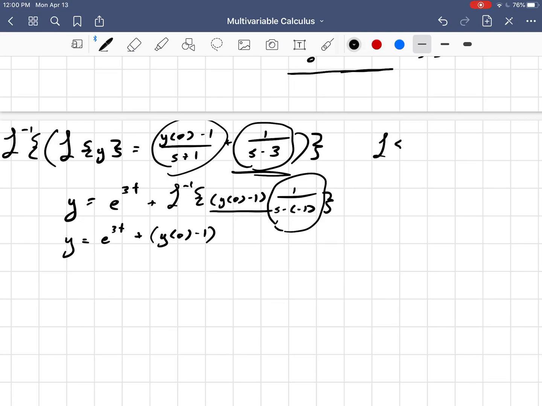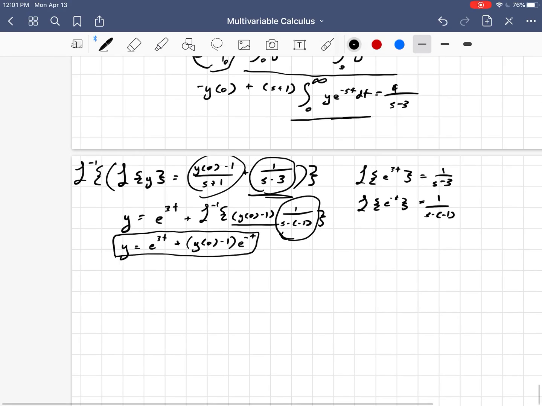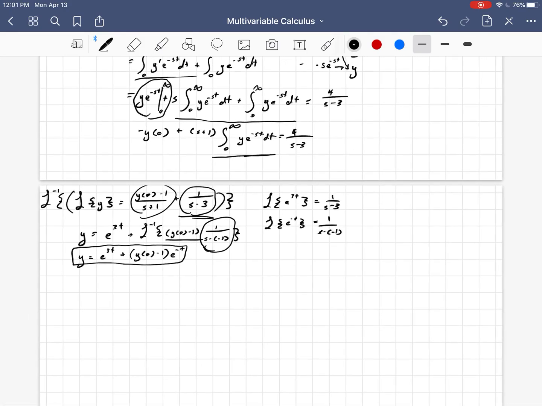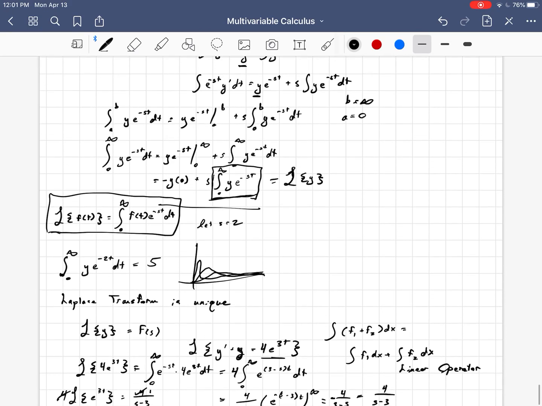I'm not going to prove this in this video, but if you just do some intuition here, we said that the Laplace of e to the 3t was 1 over s minus 3. So it should stand to reason that the Laplace of e to the negative t is 1 over s minus a negative 1, which is exactly what I have circled here. And it is true that this turns out to be e to the negative t. And that right there is our solution to our differential equation.